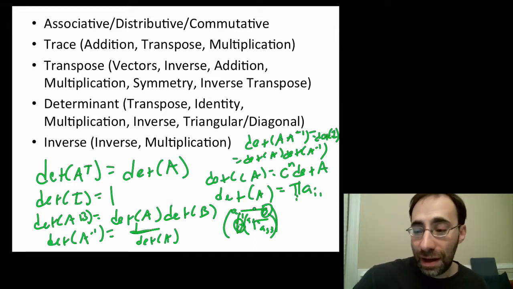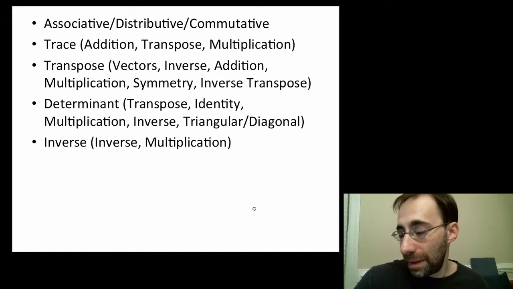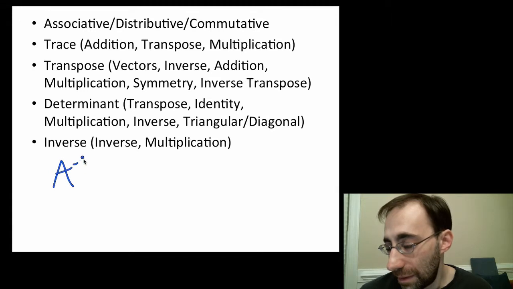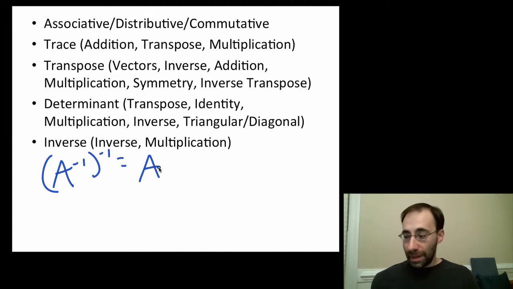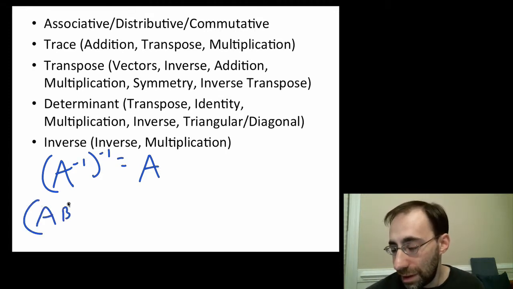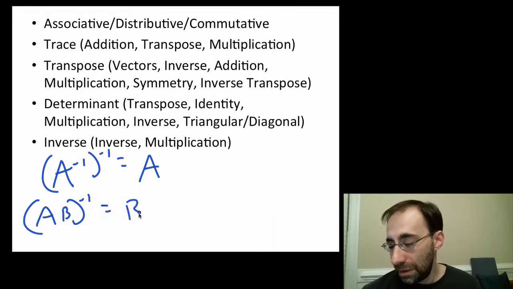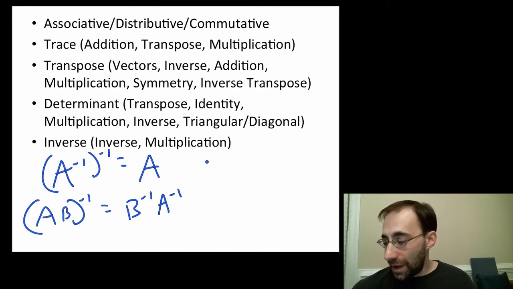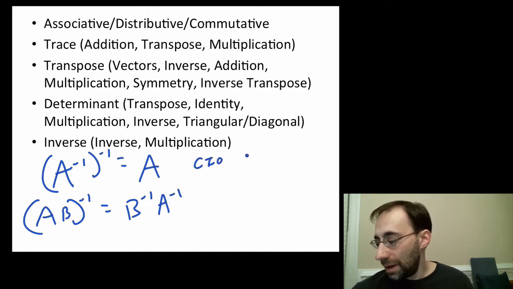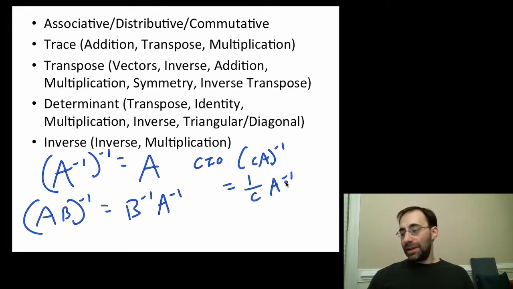Some properties of the determinant, and finally we can do the inverse. First of all, the inverse of an inverse is back again. We can do the inverse of a product, which obeys the exact same order switching rule as the transpose. The inverse of AB is the inverse of B times the inverse of A. And finally, as long as C doesn't equal 0, the inverse of CA is going to equal 1 over C times the inverse of A. And that's it. That's the entire thing.